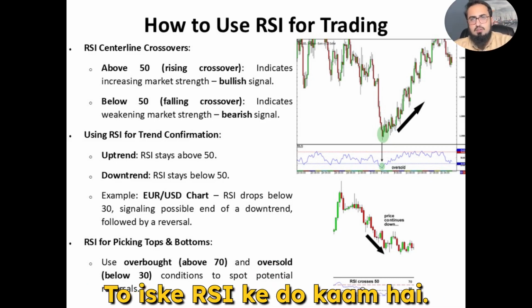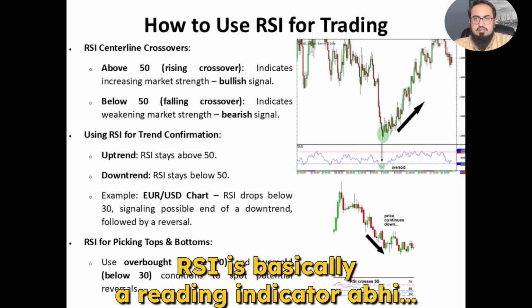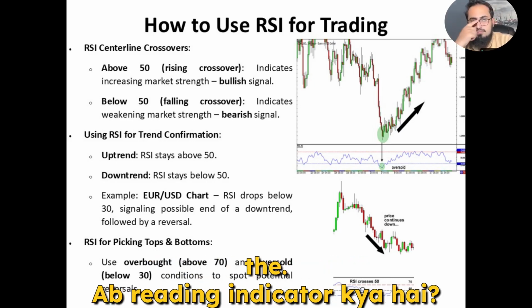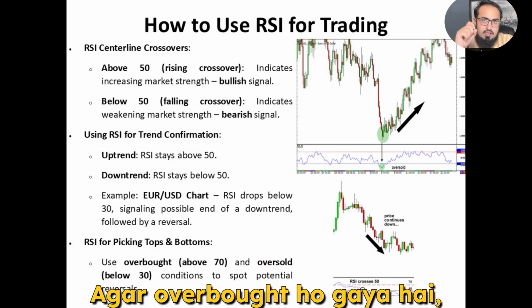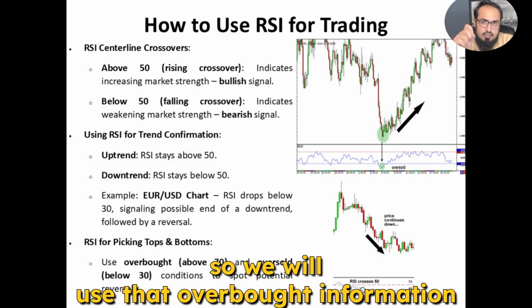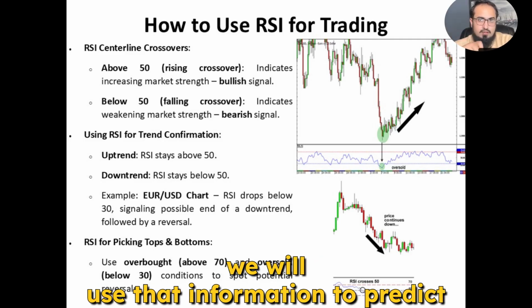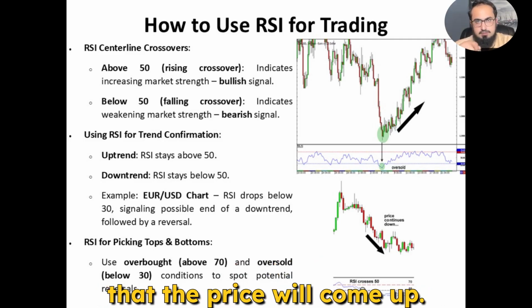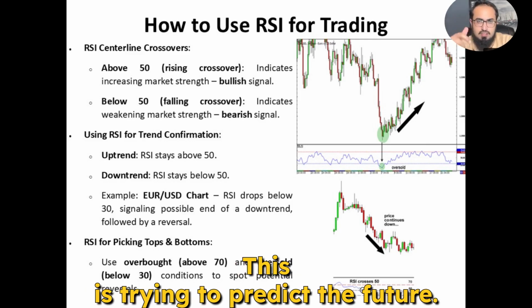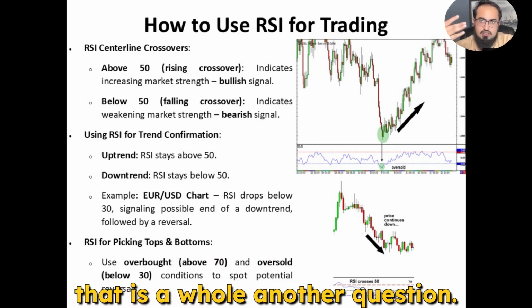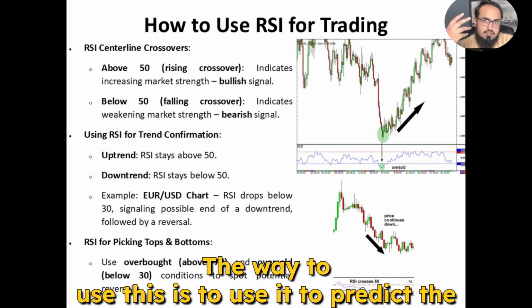RSI is basically a leading indicator. Until now, what we have studied were all lagging indicators. Now, what is a leading indicator? If it is overbought, then we will use that information to predict the price will come down. If it is oversold, you will use that information to predict the price will come up. This is trying to predict the future. Is it right, or how accurate is it? That is another question.